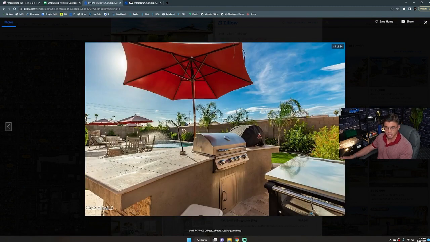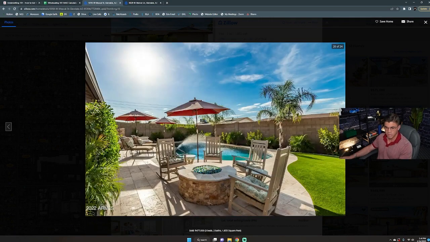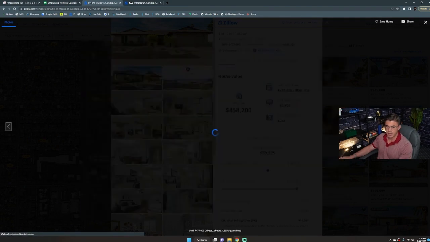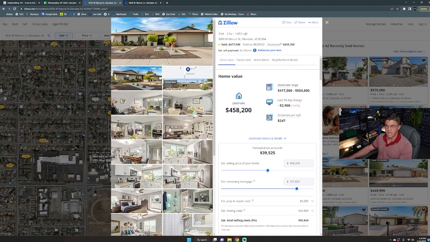Nice backyard. Is there a pool? Okay, we need to take note of that pool. I need to double check and see if our property has a pool. But this is going to be a good ARV. It's a little bit bigger, but we know the ARV is going to be somewhere around 470.